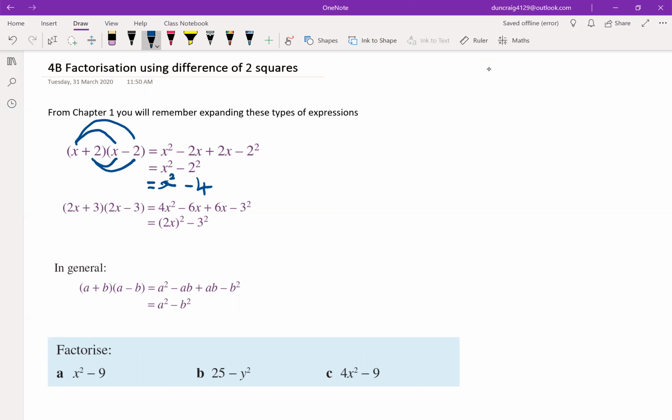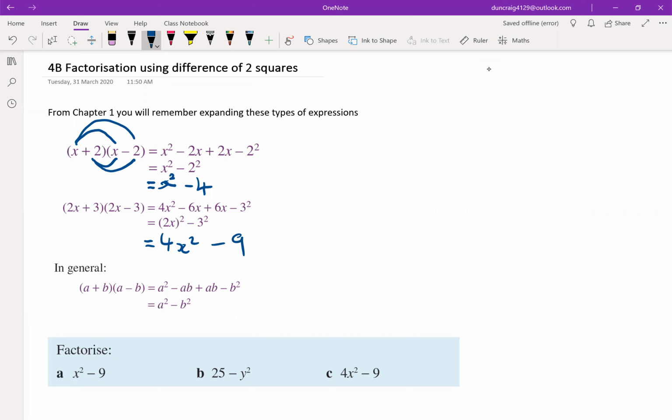You can expand that, and that's going to give you 4x squared take 9 for that one there. So the general rule of thumb is that when you have two terms, one with a plus and the other one with a minus, you're going to get a squared take b squared.